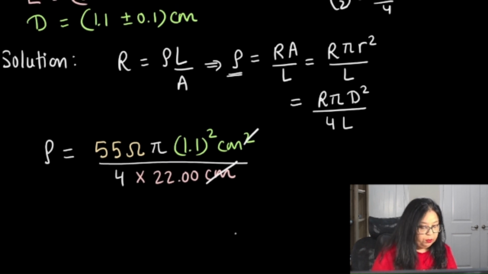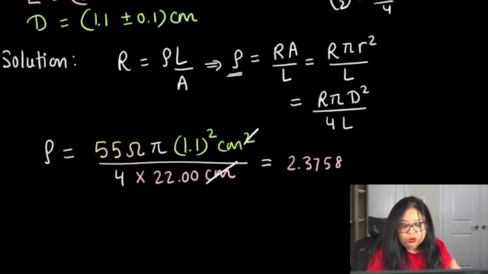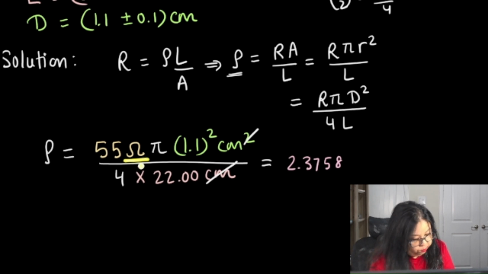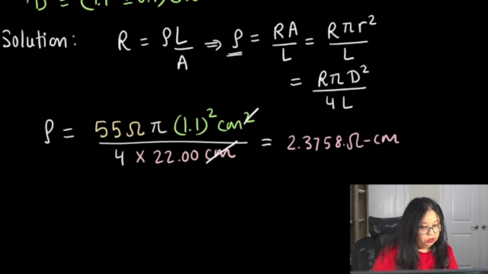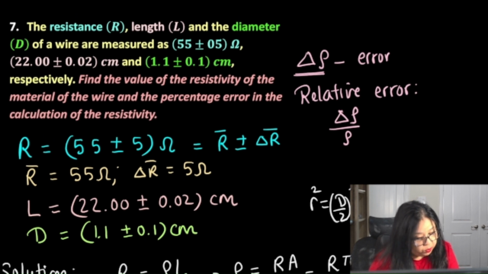What are we going to get when we multiply these numbers out? Let's see. This gives us 2.375829444. But I'm going to stop here. What would be the units? This is ohm times centimeter. Okay, ohm-centimeter. So we're done with the first part of the problem where we were asked to solve for the resistivity of the material.